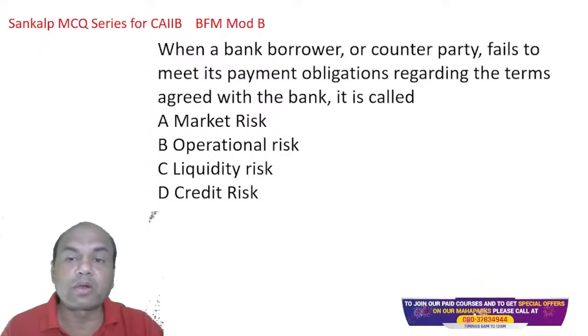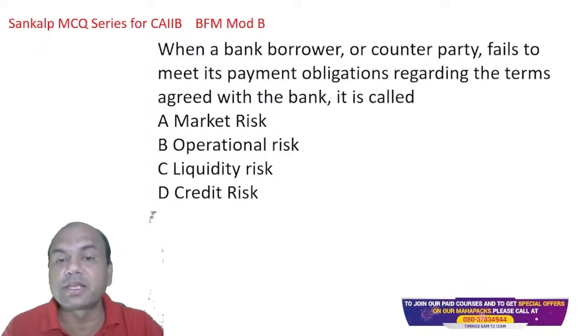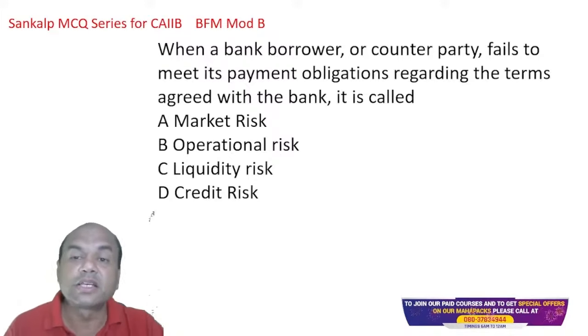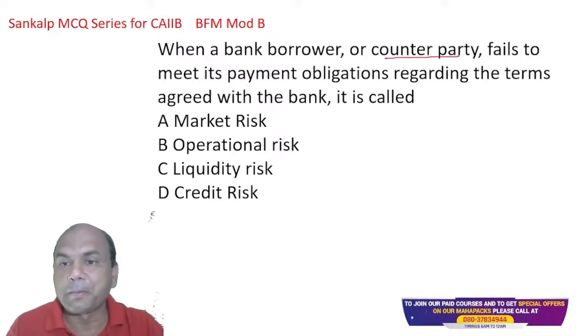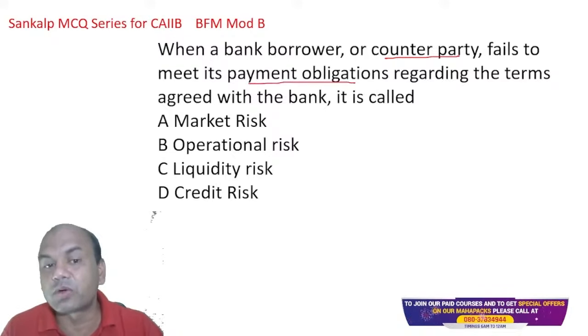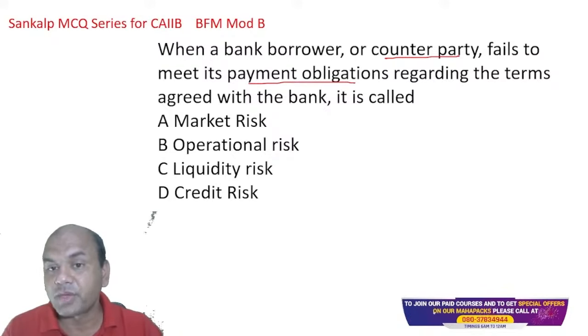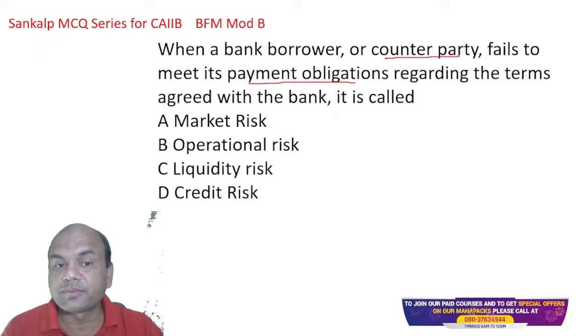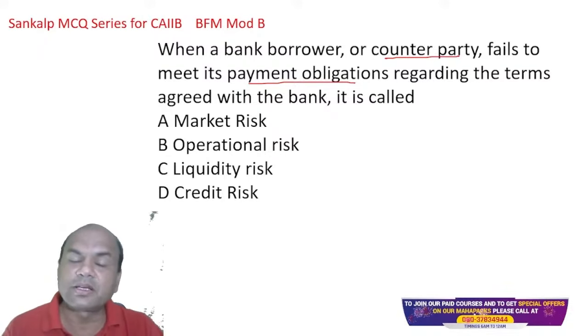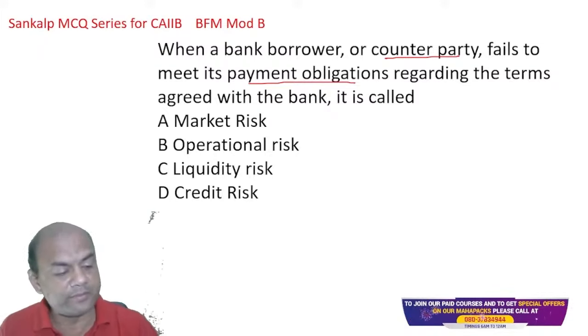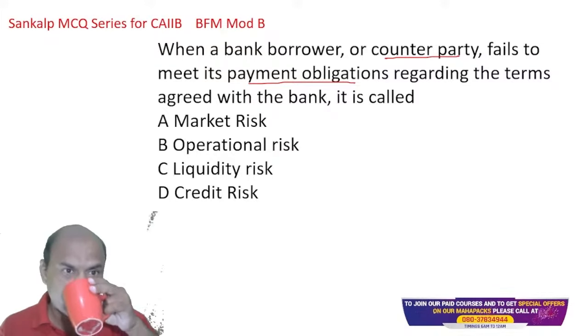When the borrower or the counterparty fails to meet its obligations regarding the terms agreed with the bank, it is called, see, our counterparty is failing. Counterparty fails to meet its obligations. So what do you mean by this? Counterparty is failing. Market risk, operational risk, liquidity risk, credit risk. Type fast in the comment section. Is it A, B, C or D? What do you say?